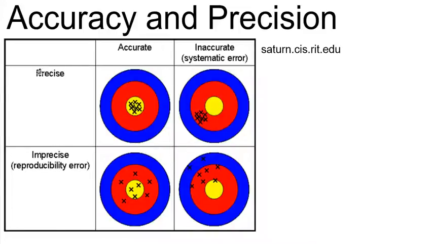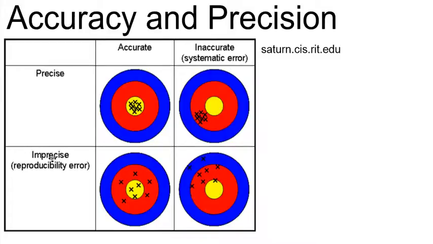If you are precise but not accurate, or inaccurate, you would look like this. So your darts are all located in one general area, but it's not where you desire it to be or where it should be. This means that you have some systematic error somewhere. It means you're doing something wrong, but you're doing something wrong consistently.